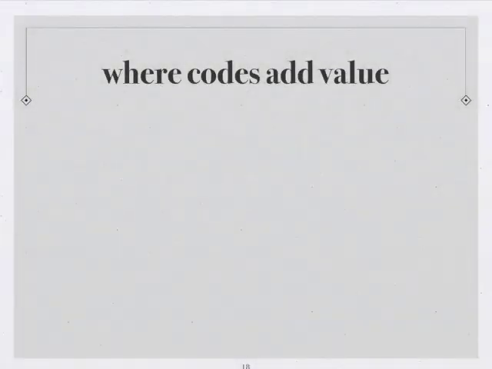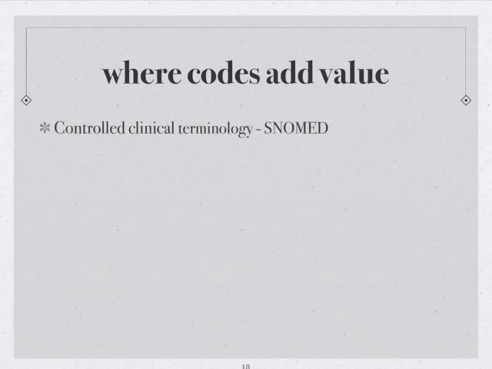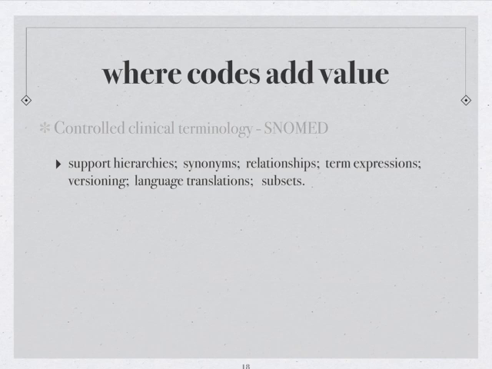There are, however, some legitimate uses of codes where they work behind the scenes for computer processing benefits. One example is the clinical controlled terminology SNOMED. Here the codes are used to support the complex hierarchies, synonyms, the interrelationships between different concepts, terminological expressions, the versioning of terms, language translations, subsetting the terminology. SNOMED is such a large terminology that in some instances you want to constrain down the allowed set, and the codes help in that process.